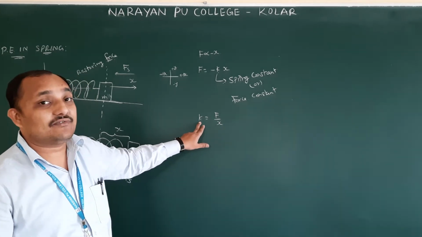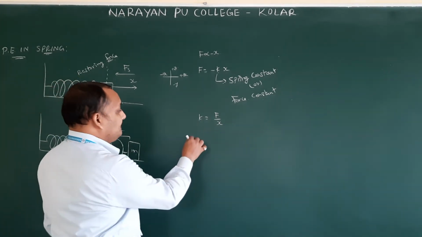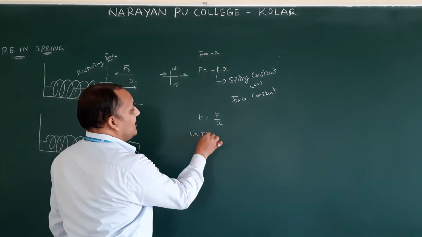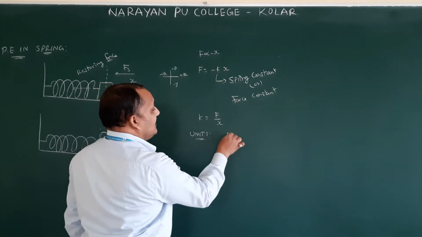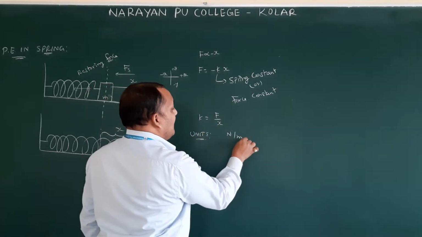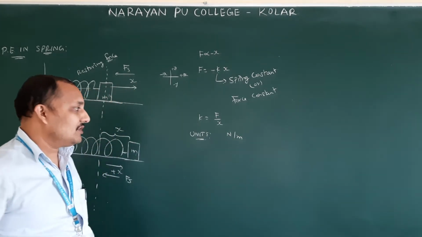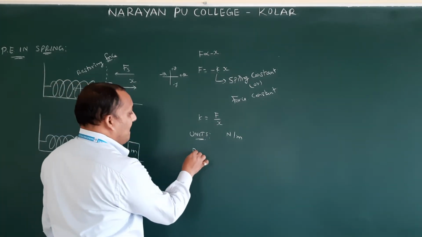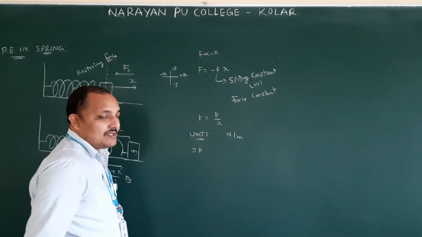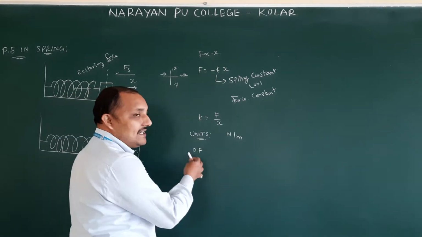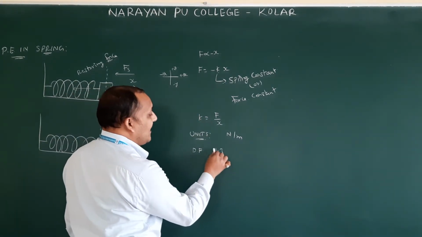Sometimes they will ask for the dimension formula or units. What are the units? Force unit is Newton, elongation unit is meter. Elongation means displacement, so Newton per meter. Whenever you know the unit, dimension formula, or definition, you will obviously get the dimension formula. What is the dimension formula for K?